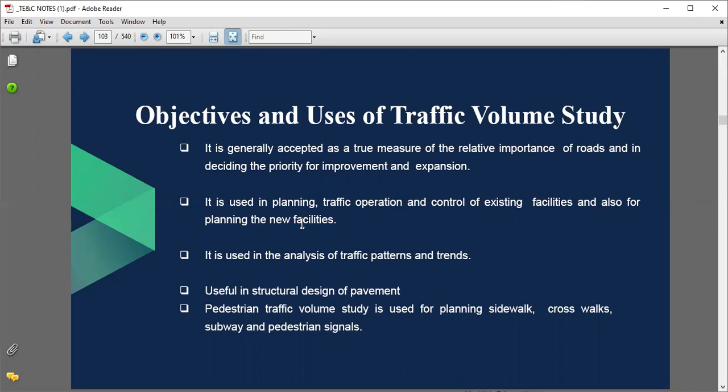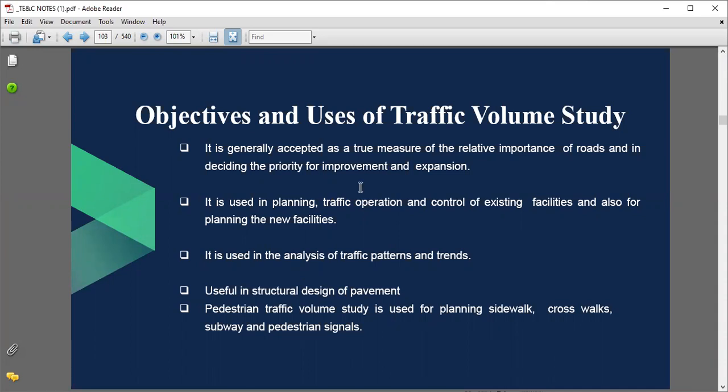Third one is that it is used in the analysis of traffic patterns and trends. So that part is also important here. There are a number of patterns on the road. Some mergings are there, divergings are also there, some crossings are there, some open roads are there. So we have to analyze the traffic patterns and trends, and for that purpose the traffic volume study is also helpful.